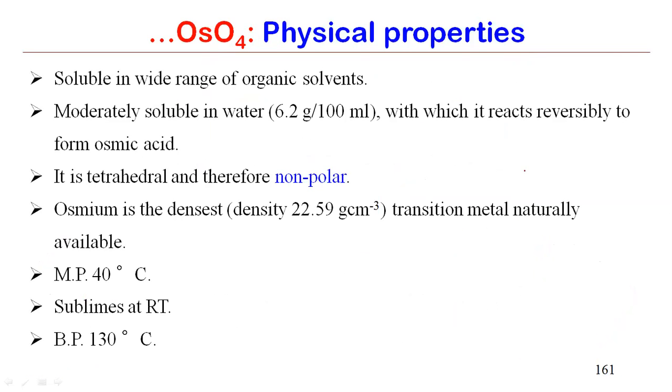We have already discussed some of the physical properties of osmium tetroxide, and one property is that it is soluble in a broad range of organic solvents. That you also have to remember. The solubility in water is very low, and it is tetrahedral and therefore a non-polar species. So we know these things.